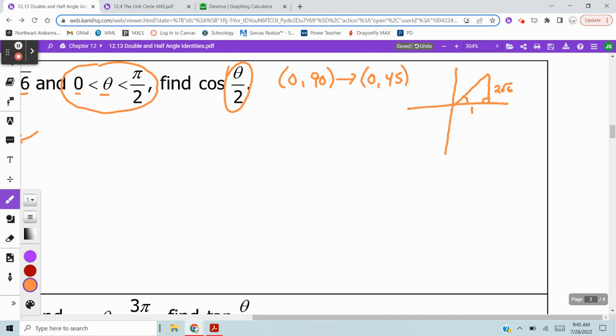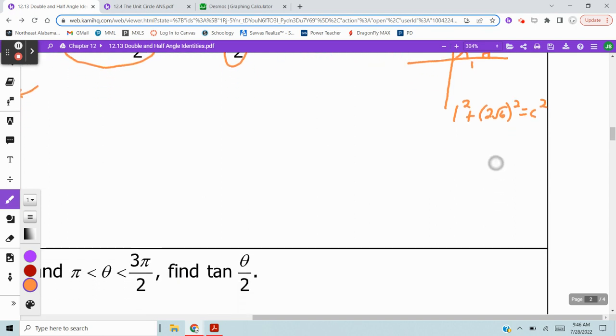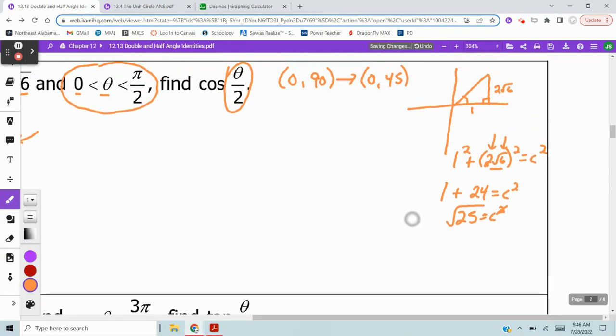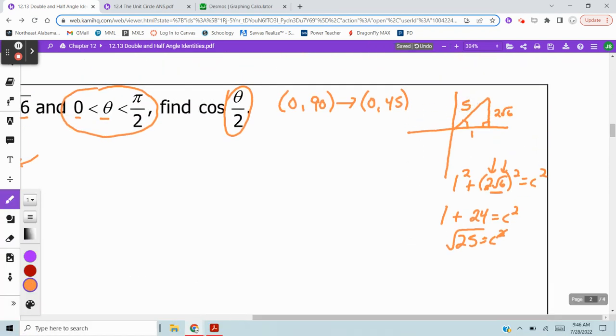That obviously is not a triple, so we are going to have to use the Pythagorean theorem here. We have a squared plus b squared equals c squared in order to find the value of our hypotenuse. 1 squared is 1. To square 2 root 6, you're going to square each piece. When you square 2, it gives you 4. When you square the square root of 6, it gives you 6. So this would be 4 times 6, which is 24. So 1 plus 24 is 25, equal to c squared. When you square root it, that gives you a positive or a negative 5, and since we're in the first quadrant, we'll deal with our positive 5 here.